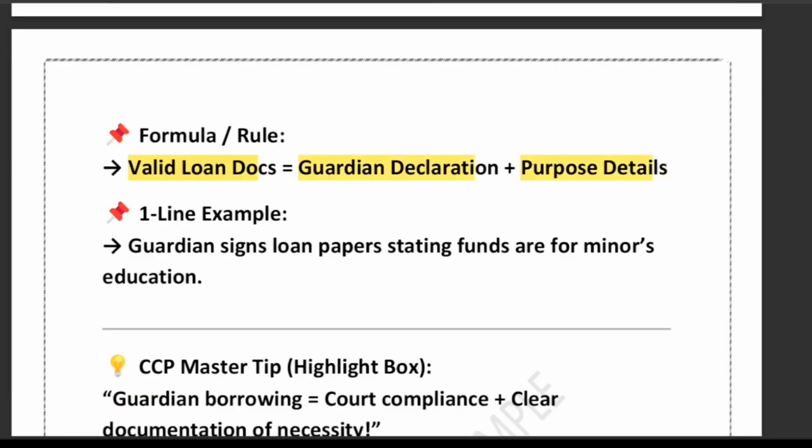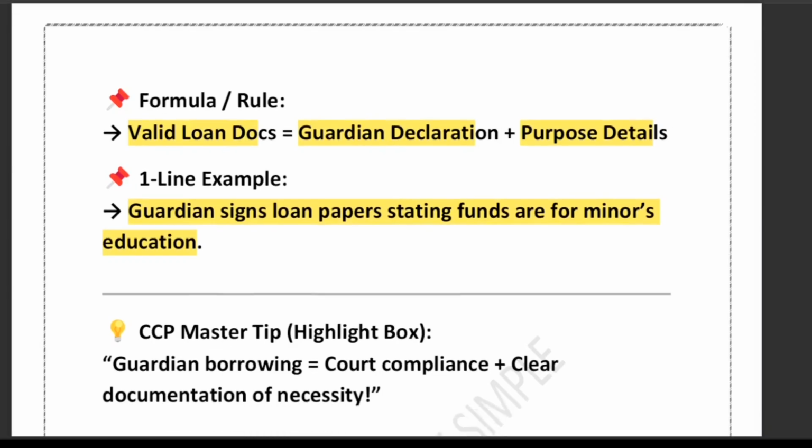So one example I can give you: the guardian signs a loan paper stating that funds are for the minor's education. Yes, they can do that. The guardian can sign a loan paper stating that funds are for the minor's education. So that is the point.